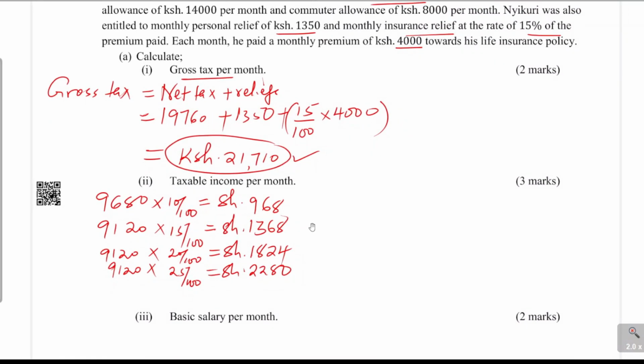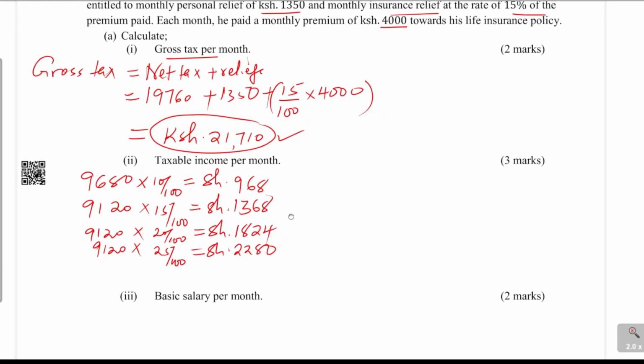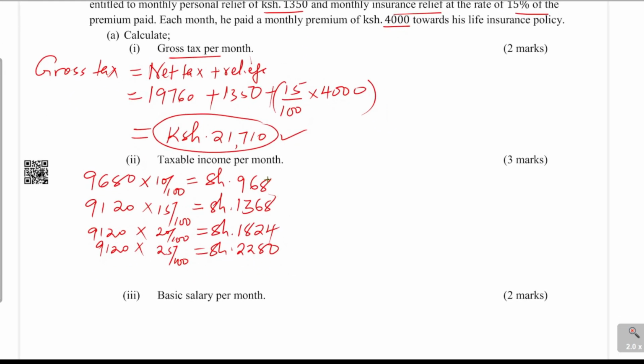Because that is the last band, all the other tax will be obtained there. So first of all, we need to get the sum of the taxes that we already have so far. We add 968 plus 1368 plus 1824 plus 2280. That will give 6440. And we actually need the tax of 21,710.